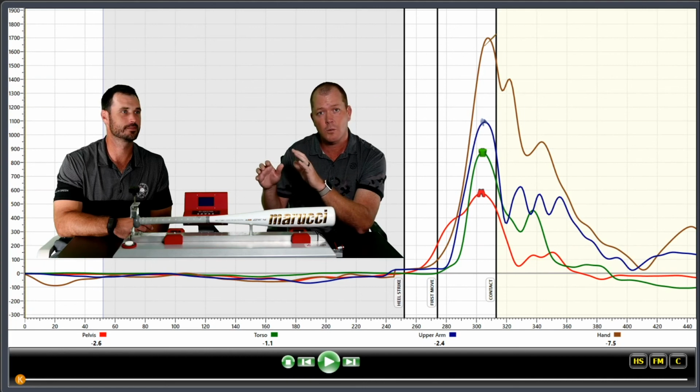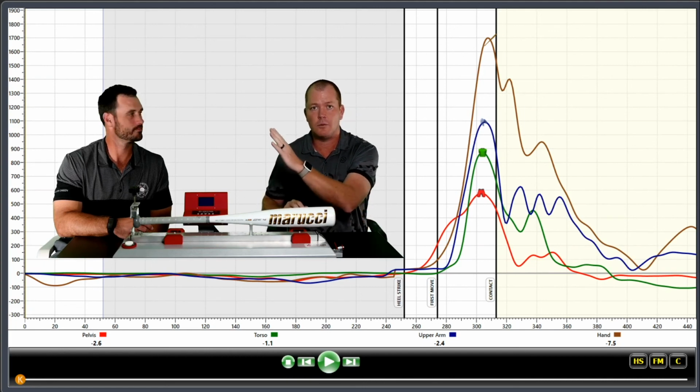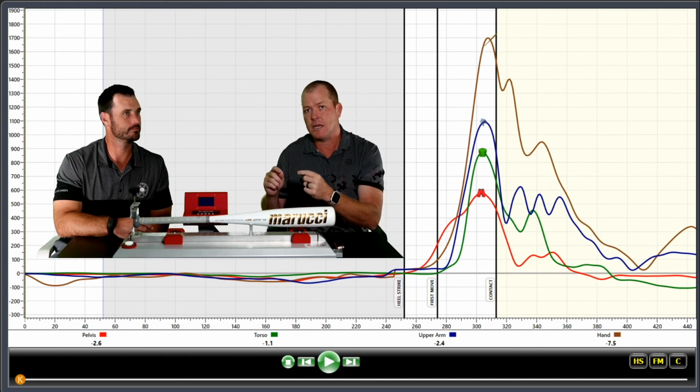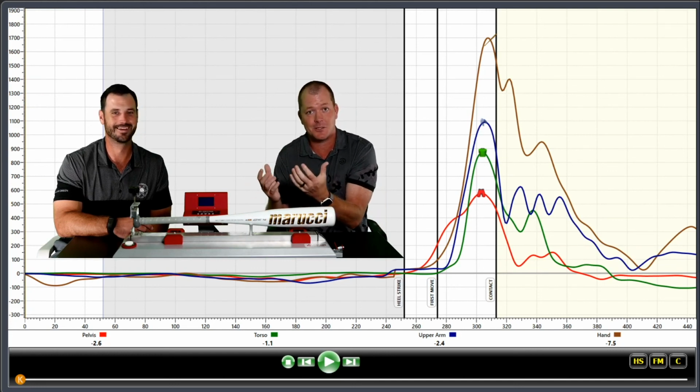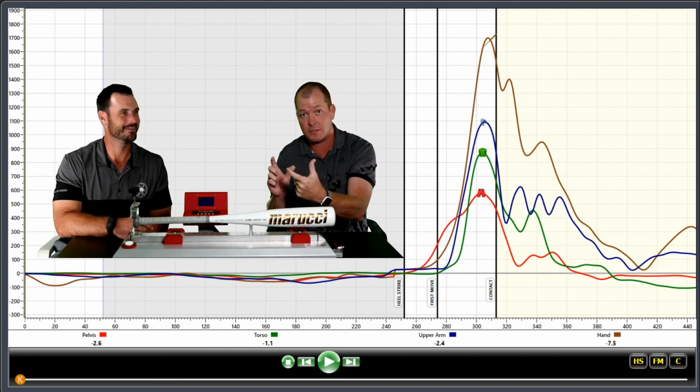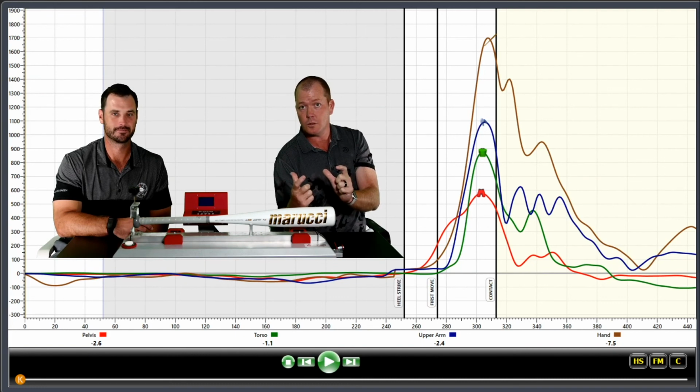I want you to take a look at the amount of time where that red squiggly line is actually above the green squiggly line. What this is showing, when that red line is peaking up, is that player's pelvis rotating towards the target.